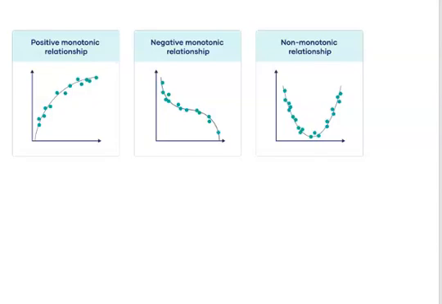Positive monotonic means when one variable increases, the other also increases. Negative monotonic means when one variable increases, the other decreases. Monotonic relationships are less restrictive than linear relationships.